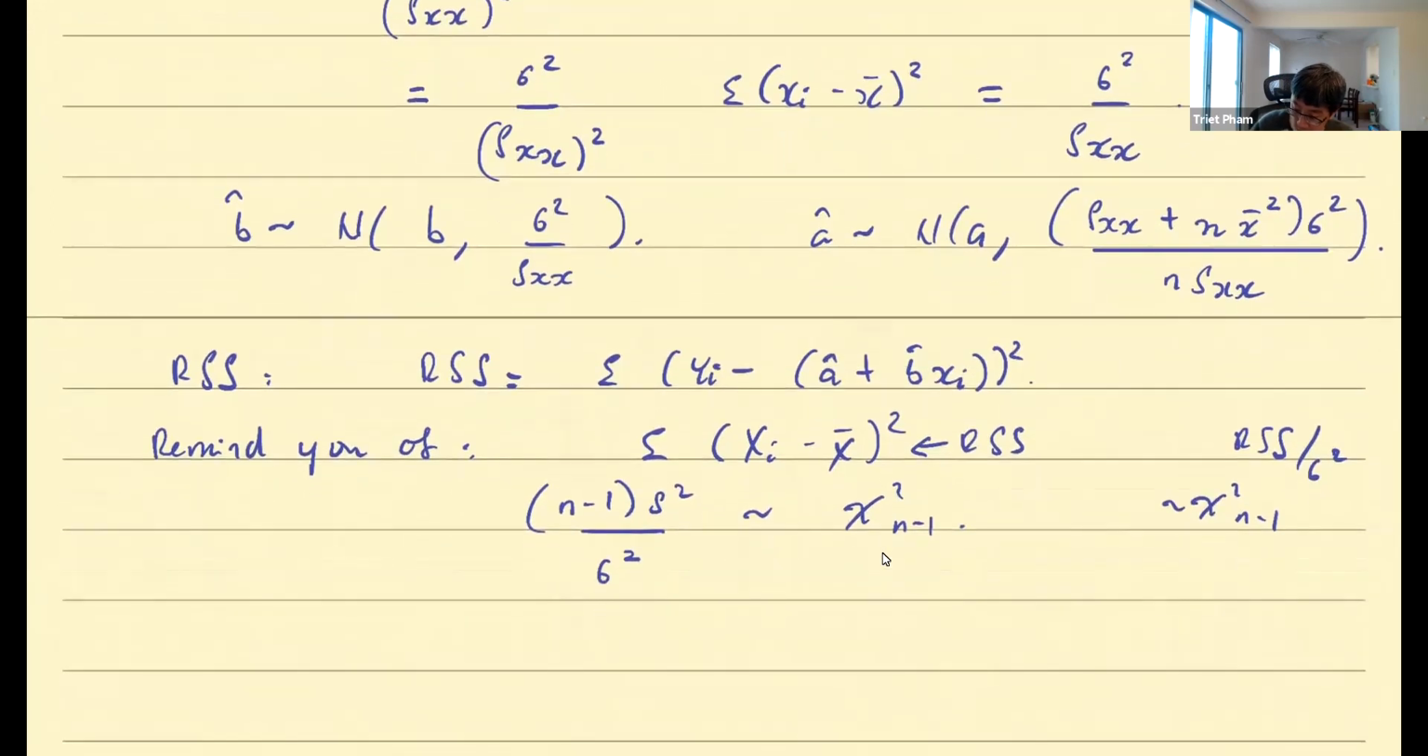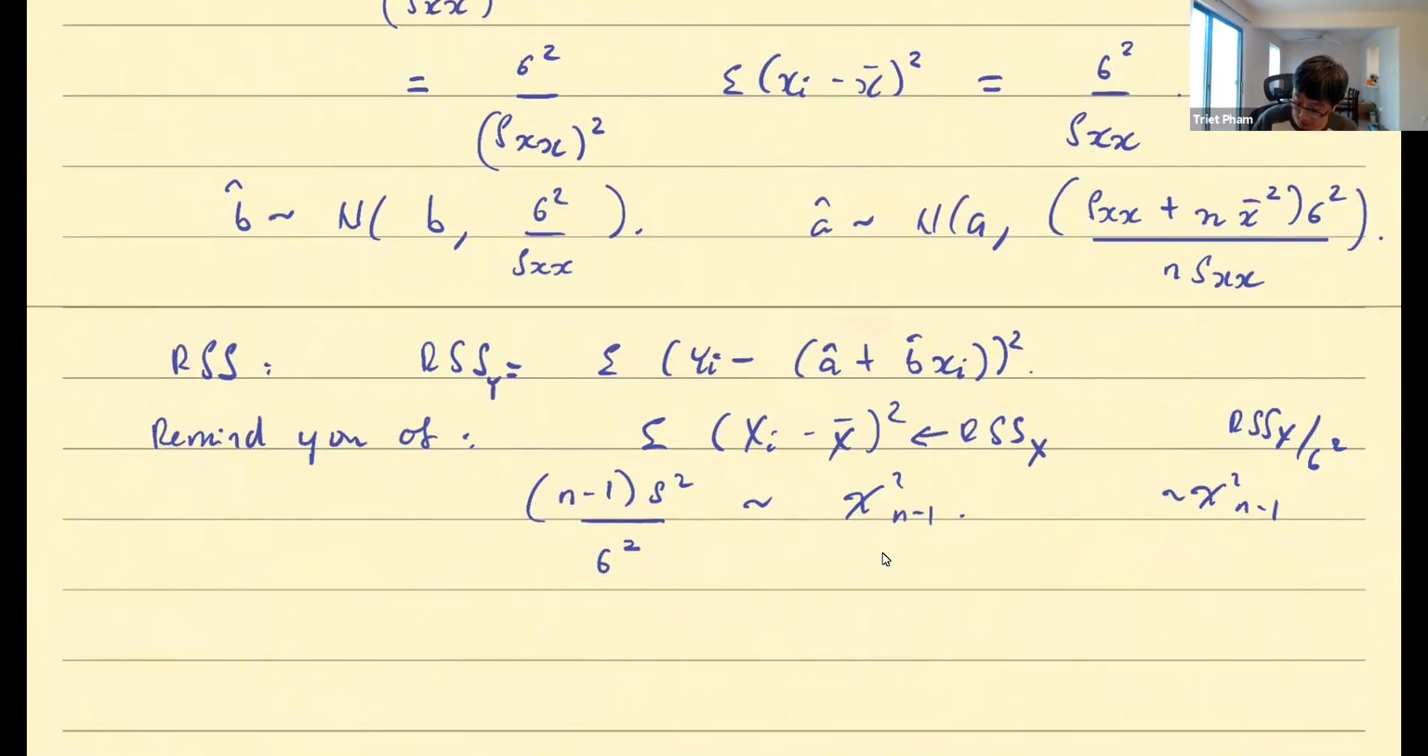So it should not surprise you that in this context, I'm not sure if I'm confusing you by using the same RSS. Let me just call this RSSX. This is basically reminding you of the old problem, the normal problem. Then this is what we have. Just introducing the new term RSS, but this is just that term that we had before. Here, let's call it RSSY. Then it should not surprise you that I have this RSSY divided by sigma square has a chi-square n minus 2 distribution.